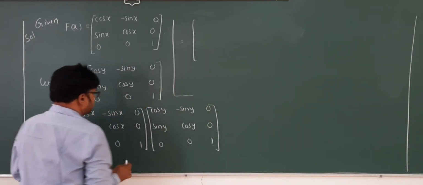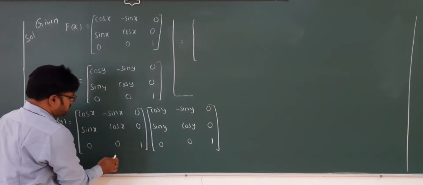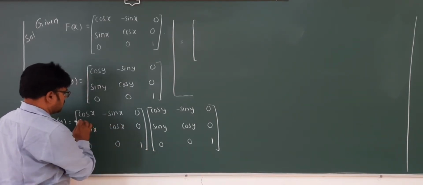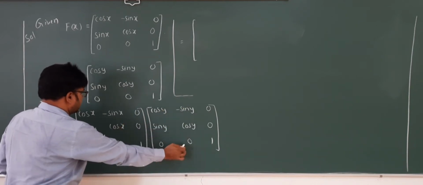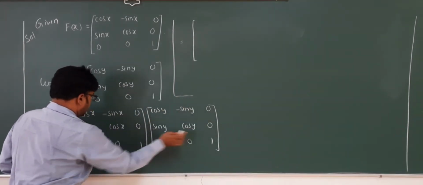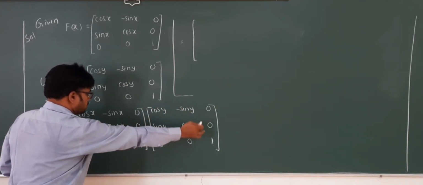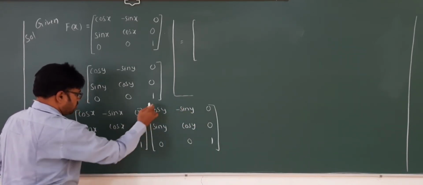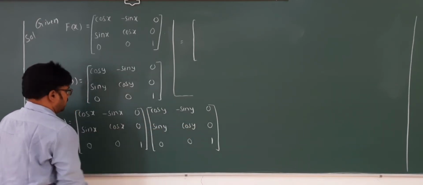So here is the multiplication of these matrices. Both are square matrices, 3 by 3 square matrices. First row first column, first row second column, and first row third column. Second row first column, second row second column, second row third column, and third row first column, third row second column, third row third column. Again we have to multiply.